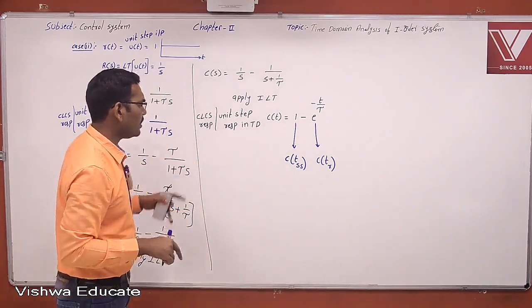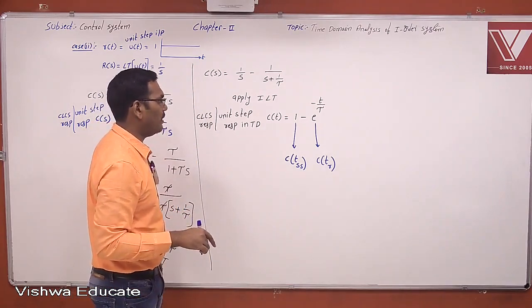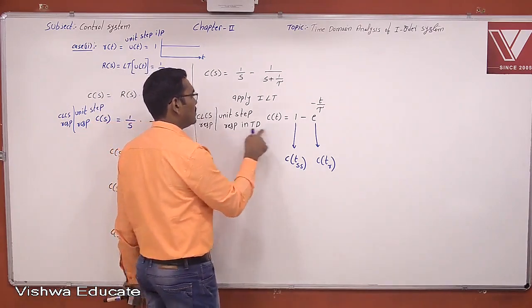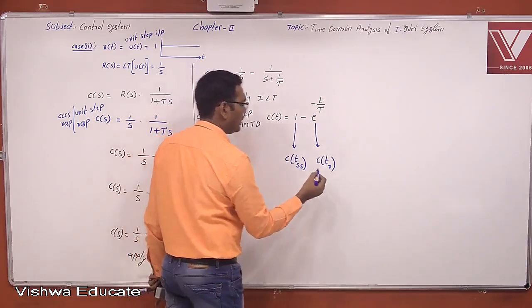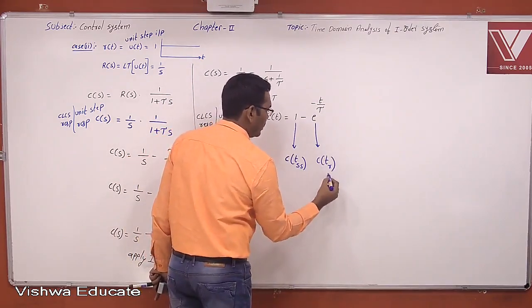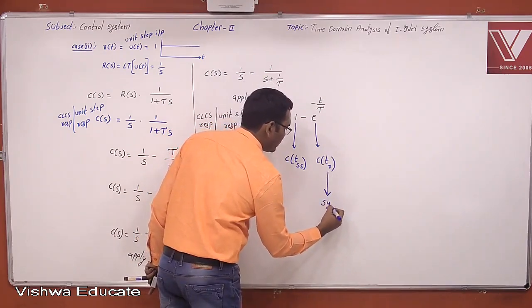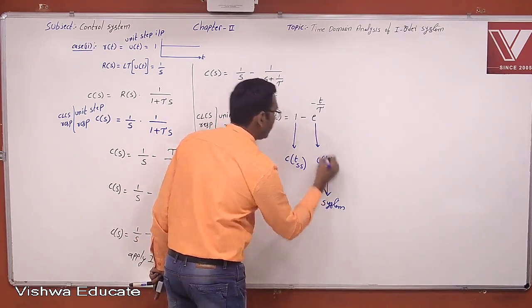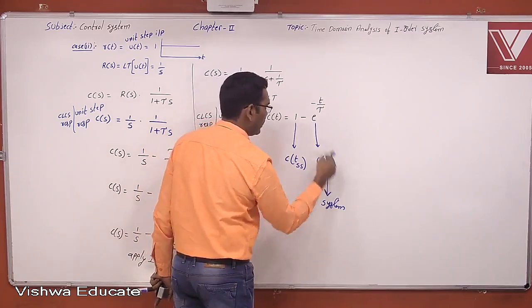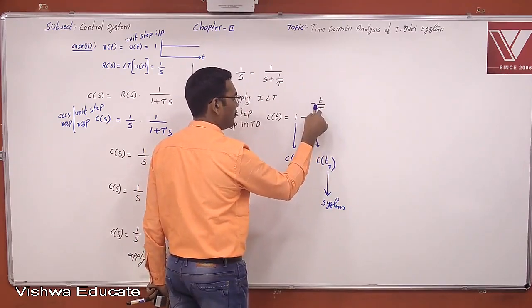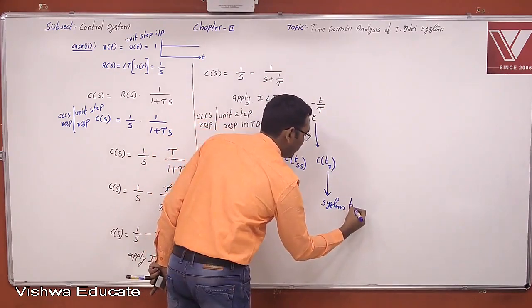Okay. Anyway, we will draw the response and you can have a complete idea. Now this is the unit step response, and here you can see the transient response. The transient response always depends upon the system time constant tau.